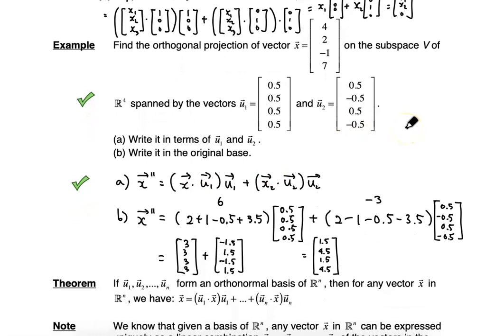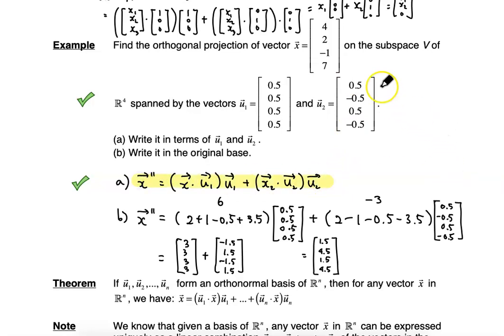So here's an example that is a bit richer. We have a subspace V that is spanned by vectors u1 and u2, and we wonder what is the projection of (4, 2, -1, 7) onto that subspace. If we want to apply what was just written above, we need to make sure that u1 and u2 form an orthonormal basis. And that's a constant mistake of students. Every year, multiple students make that mistake of not checking that we do have an orthonormal basis and just applying the formula that is here without checking.